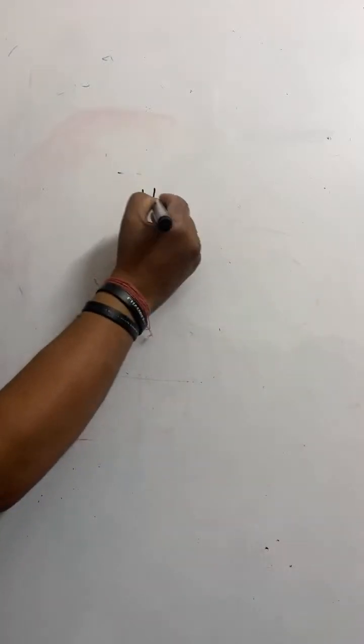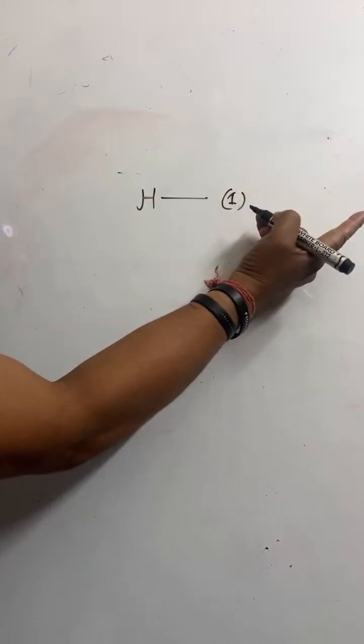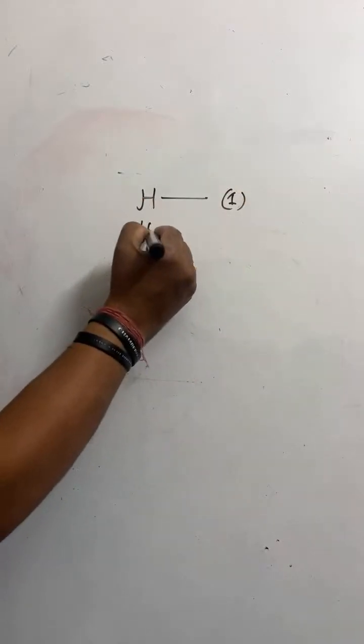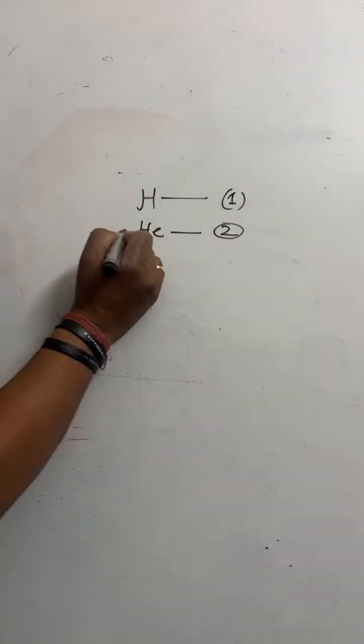The first element is hydrogen, and hydrogen has atomic number 1 only. It means it has only 1 electron. After hydrogen we have helium. It has 2 electrons in the first orbit, and 2 is the required number of electrons. So it is inactive.